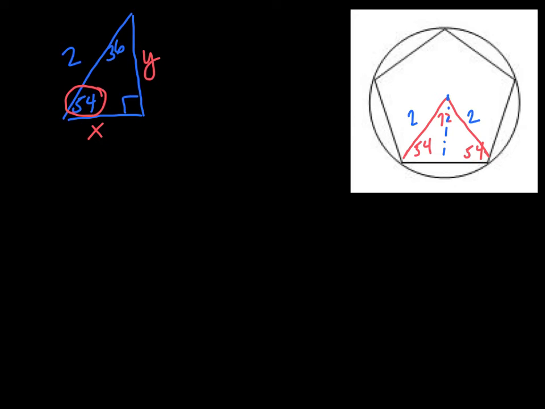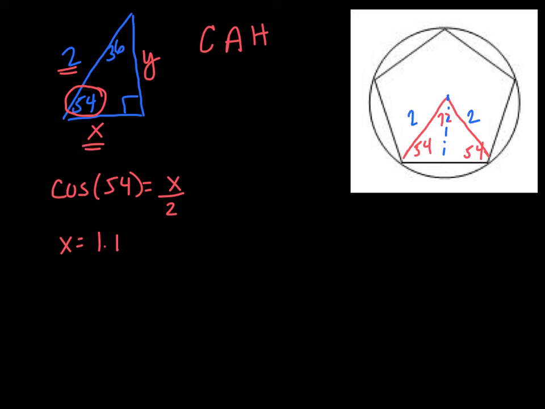And what we want to do, let's go ahead and find x first. X would be the adjacent side. And we know our hypotenuse is 2, so we have our adjacent side and our hypotenuse, which means we're going to use cosine to solve for x. Set up your proportion. Cosine of 54 equals the adjacent side, which is x, over the hypotenuse, which is 2. If you solve for x, you would do cosine of 54 times 2, and you get 1.17557.